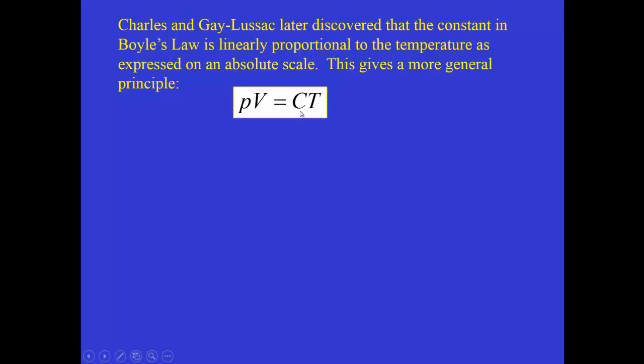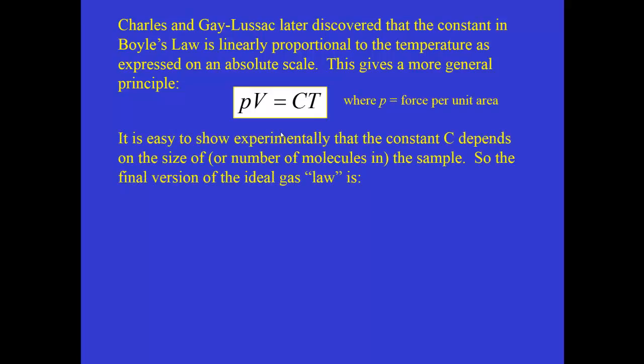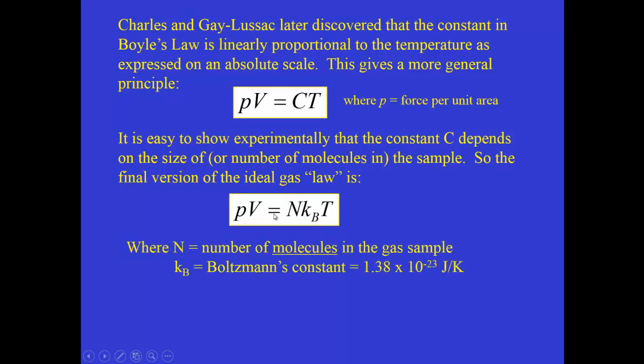But this C that is in front of the temperature is something that's a constant essentially for all gases. And it's easy to show that this constant depends on the size of the sample. One way of quantifying the size of the sample is expressing it in terms of the number of molecules in the sample. So with all of these experimental insights put together, the version of the ideal gas law, looking at it on the basis of the number of molecules in the sample, goes like this.